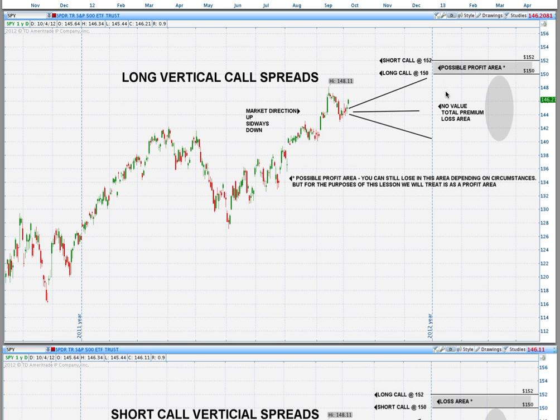Bearing in mind also that if the price drives up through, see if we can get the highlighter back on here.